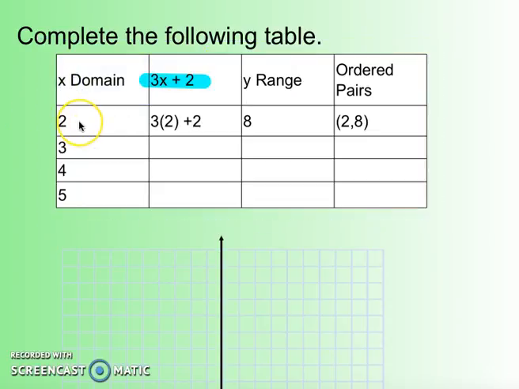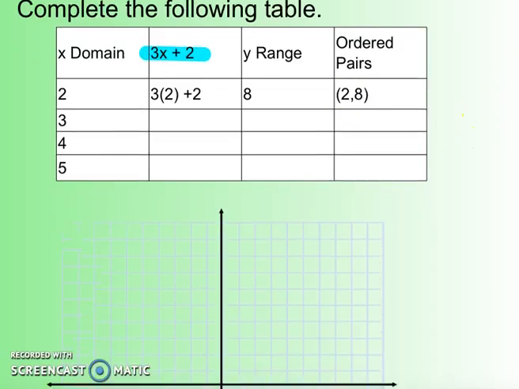Okay, and so we plugged in 2, and look what happens. 3 times 2 plus 2. The answer is 8. Now notice, basically you plugged in an x, you got out a y. That's an ordered pair. That's what the definition of an ordered pair is.